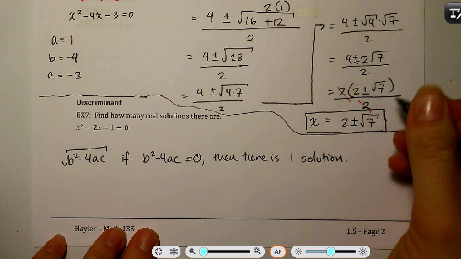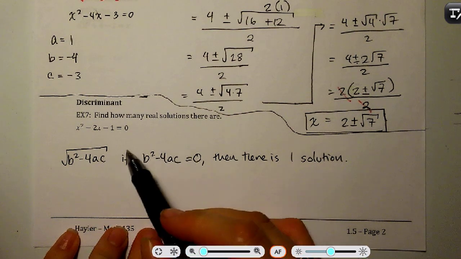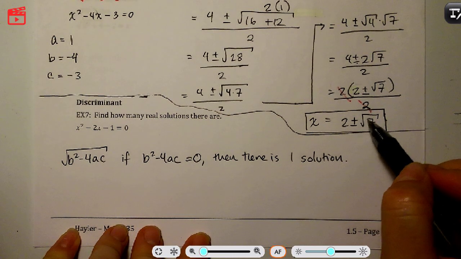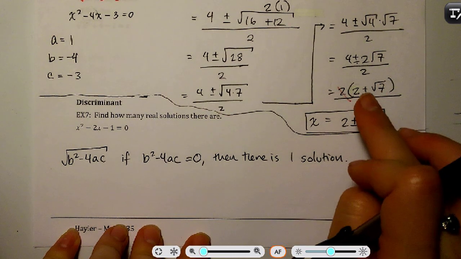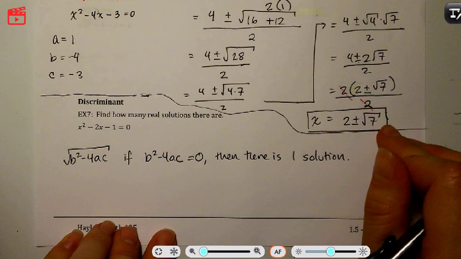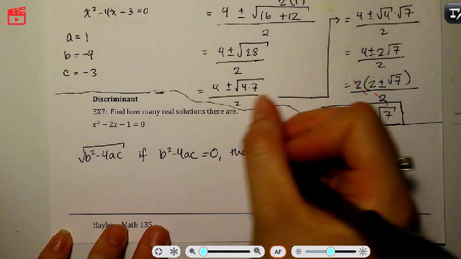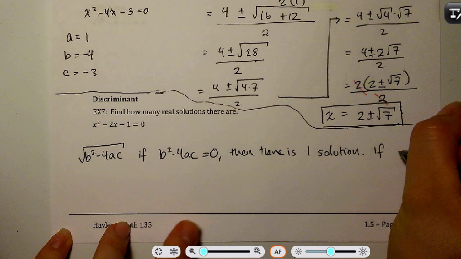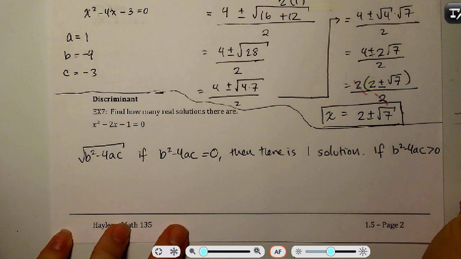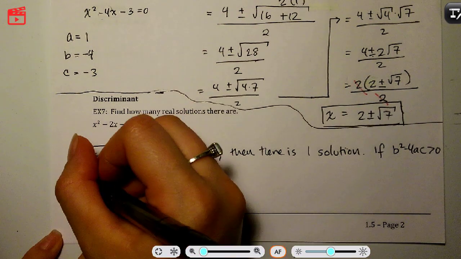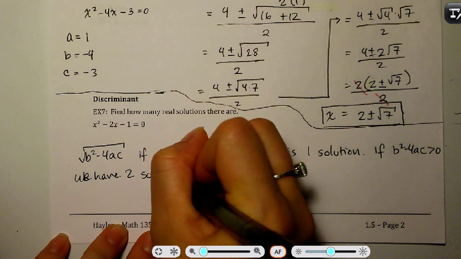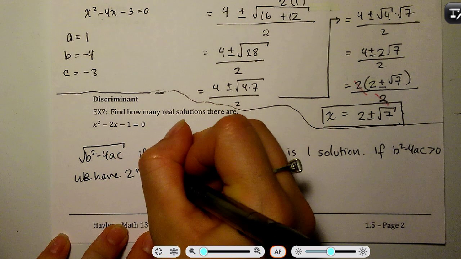For example, remember, if this is 0, then the square root value is 0. So we would end up with some number plus or minus 0. But anything plus or minus 0 is still itself, so we'd have one solution. We have another option. If b squared minus 4ac is greater than 0, so it's a positive number, we have two real solutions.